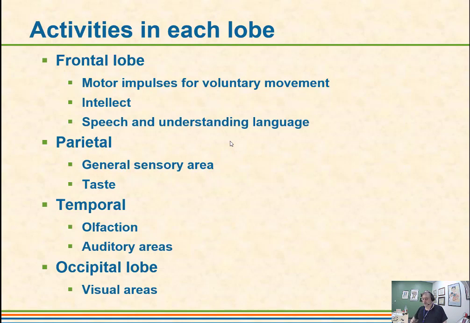So what does each lobe do? Well, the frontal lobe has motor impulses for voluntary movement. So I choose to move my arm from side to side. That is happening in the frontal lobe. This is also where my intellect is. Higher thought processes and my ability to speak and understand speech, because there is a motor activity associated with that. That also ties to the frontal lobe, and there is thought that goes into the words for some people. Well, not everybody thinks about it as much as others.